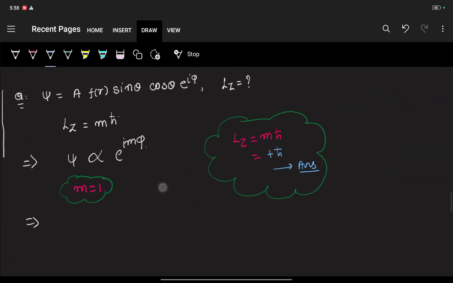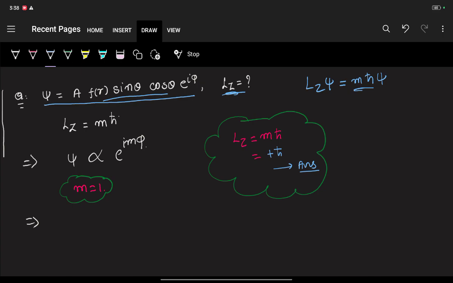This question is from quantum mechanics. Psi is given like this, and we need to find the value of Lz if Lz operates on our psi wave function. We know that it will give us m h cut psi, so we need to find this eigenvalue.